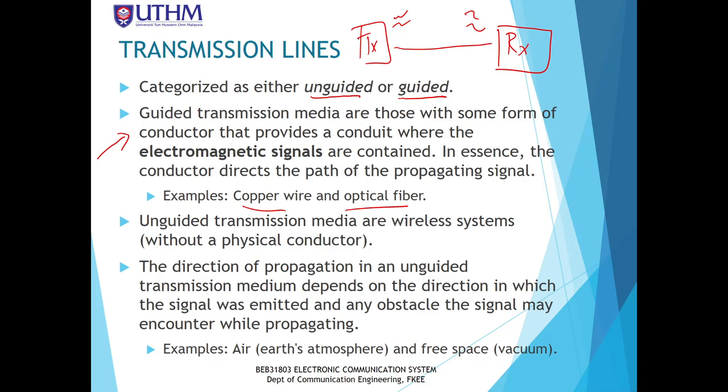This is different from wireless transmission, which uses unguided transmission. If we transmit the signal in the air, the wave can travel in different directions towards the receiver. Apabila kita menggunakan medium udara, gelombang itu akan bergerak pada arah yang pelbagai menuju kepada receiver. So the wave is not actually guided from the transmitter to the receiver, which is why the term here is unguided. There is no physical conductor. The direction of propagation in an unguided transmission medium depends on the direction in which the signal was emitted. Examples of unguided transmission media are air and free space vacuum.